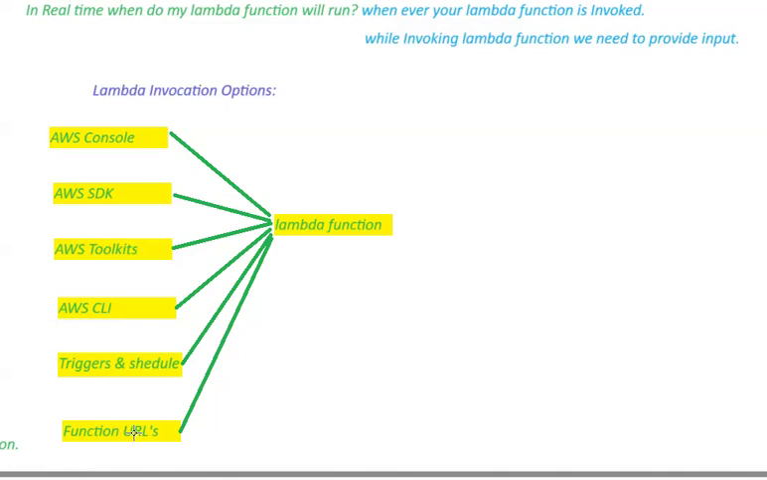You can also use function URLs, which is an HTTP endpoint that enables you to run your Lambda functions. Whenever you enable a function URL on the Lambda function, it provides you an HTTP endpoint. Whenever you type that HTTP endpoint in the browser, then this Lambda function will be triggered and executed. So these are the multiple invoking options we have.